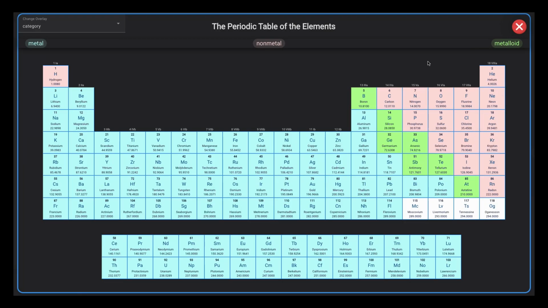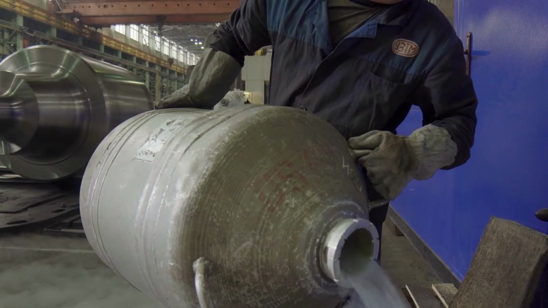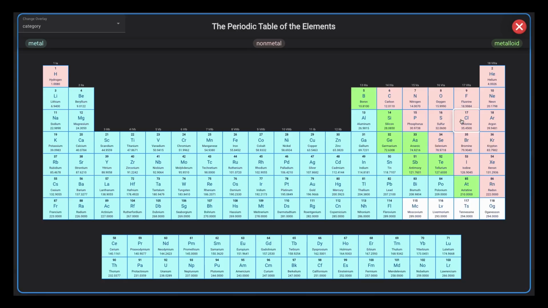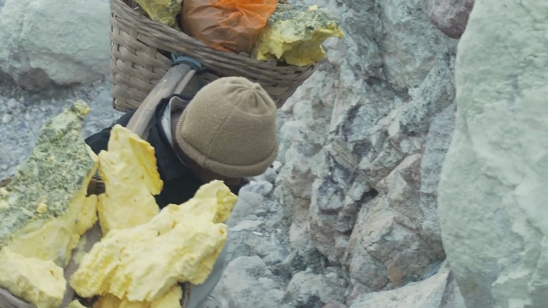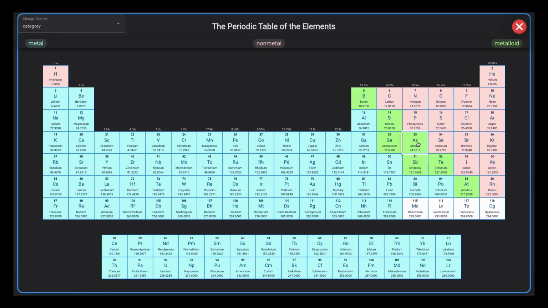Nonmetals are basically the opposite of that. They tend to be gases at room temperature, not solid. If they are solid, they're not shiny, they tend to be dull, and they're not malleable or ductile, they tend to be brittle. Metalloids are really interesting in that sometimes they behave like metals and sometimes they behave like nonmetals.